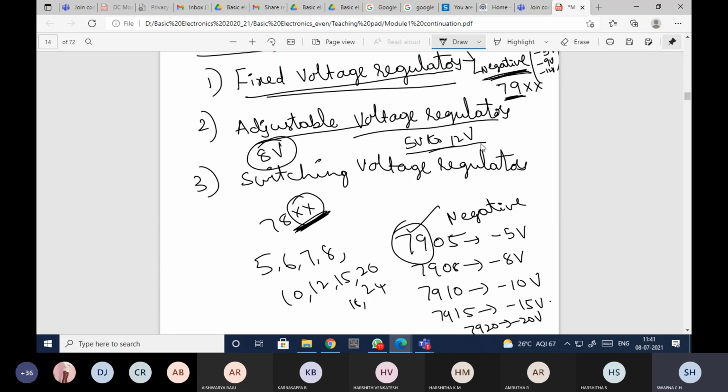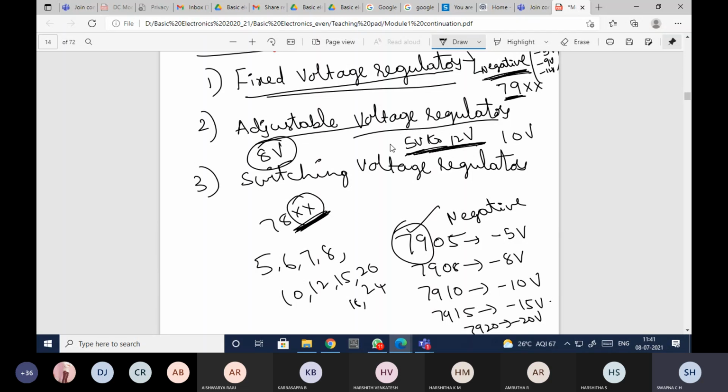circuit parameters. You will be able to get 8 volts, or 10 volts, or whatever it might be, in between 5 volts to 12 volts. How much ever voltage you want to fix, you will be able to fix. Those are nothing but your adjustable voltage regulators.